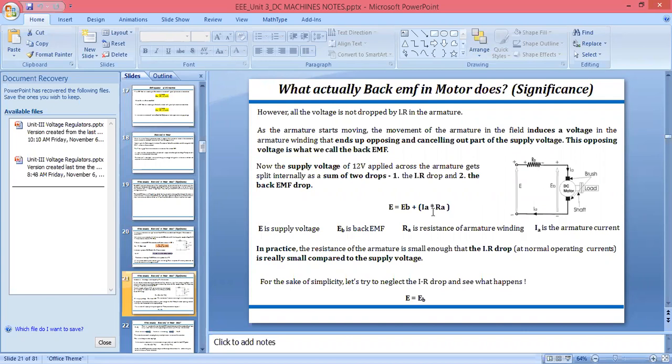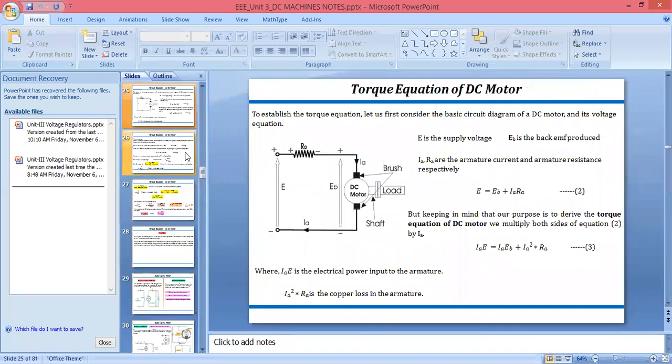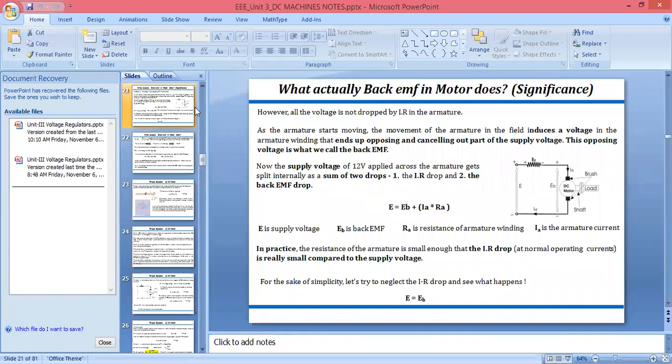We are calling it IA because that is the current flowing through the armature winding. So here V is the total supply voltage which we are giving to the DC motor. EB is the back EMF which will be created in the DC motor. RA is the resistance of the armature winding and IA is the current flowing through the armature winding and the DC motor. Because these are in series, you can see here, these are connected one after another. So if the elements are connected in series, the current flowing will be the same. So that is the current flowing through the armature winding. Here IA is the armature current.